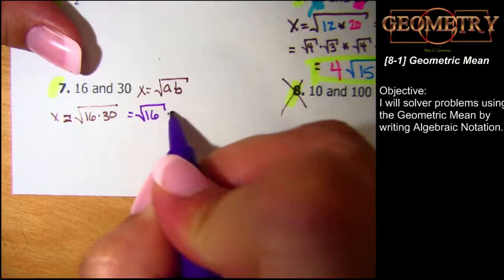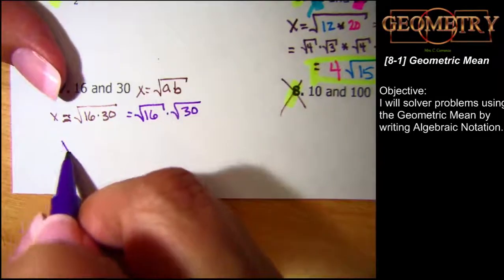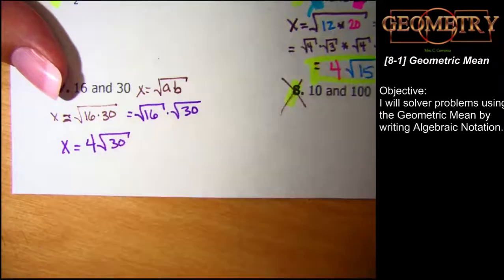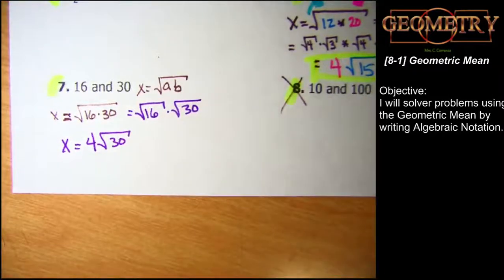Square root of 16 times the square root of 30. Square root of 16 is 4, so right now I have 4 times the square root of 30. And now I'm going to try to think through 30. Does 30 have factor pairs where one of them is a whole number square root? No.